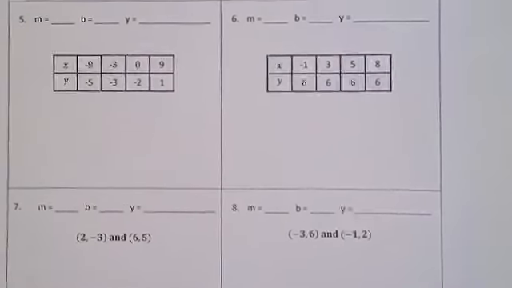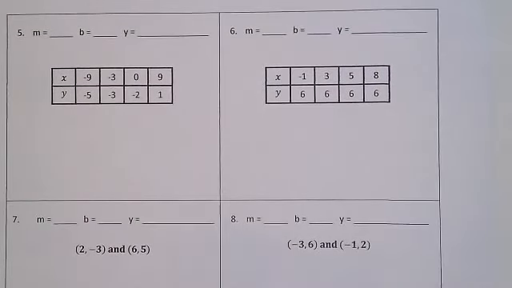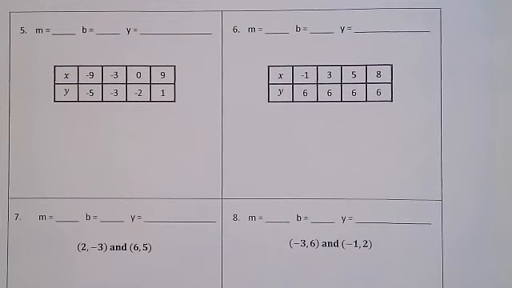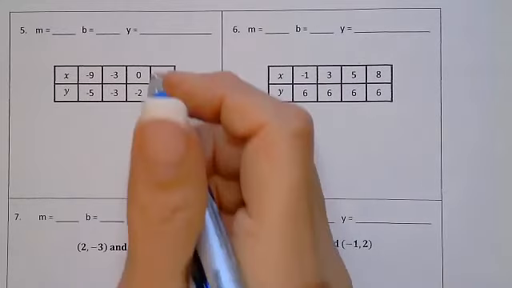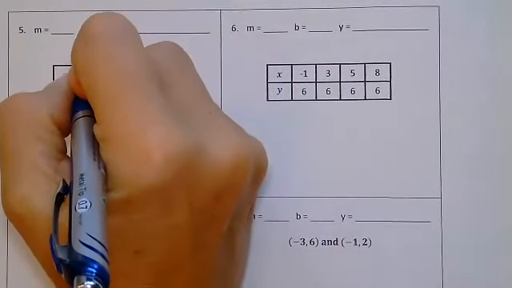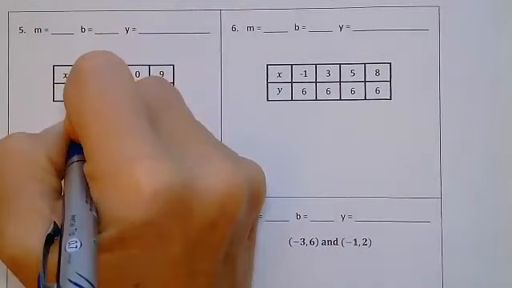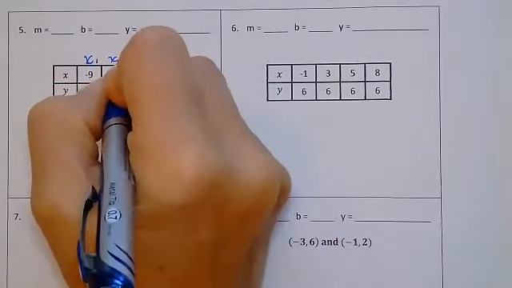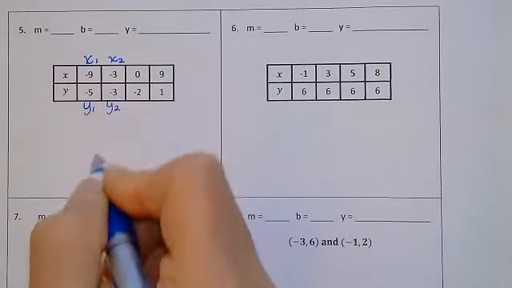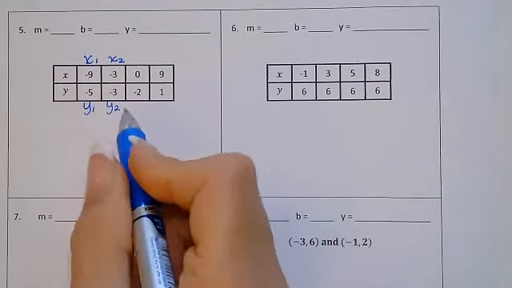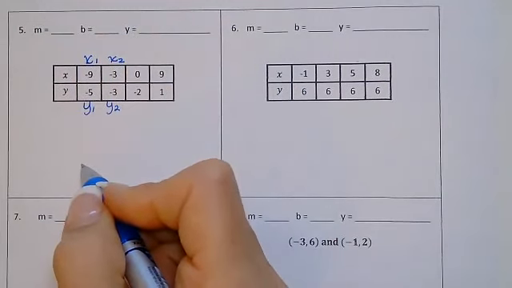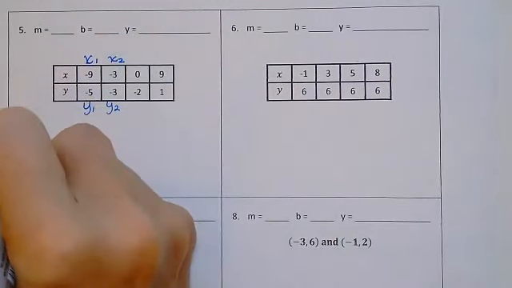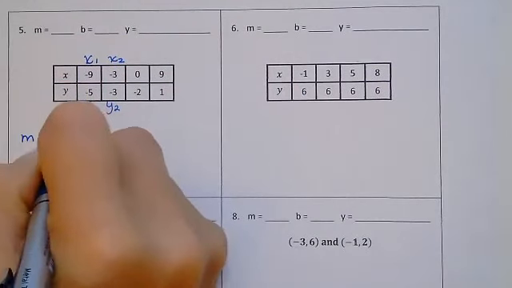Now we have a table. So for the table, we are going to label x1, y1, x2, y2, and then use the slope formula to find the slope. So I'm going to pick these, x1, y1, and x2, y2. Again, you can pick any, and they don't even have to be next to each other. Okay, slope formula.